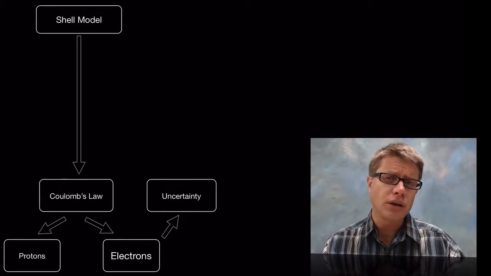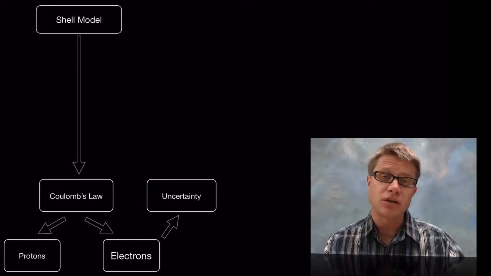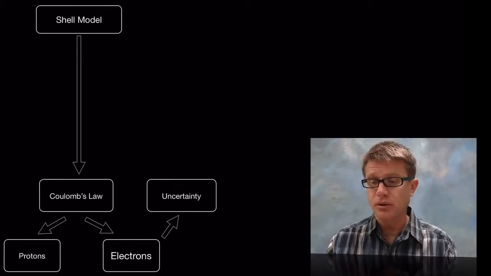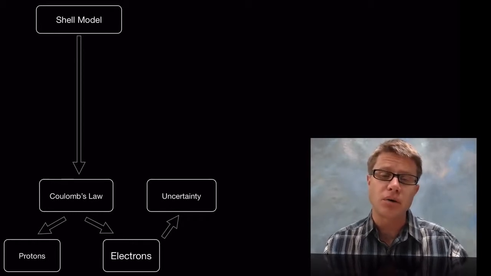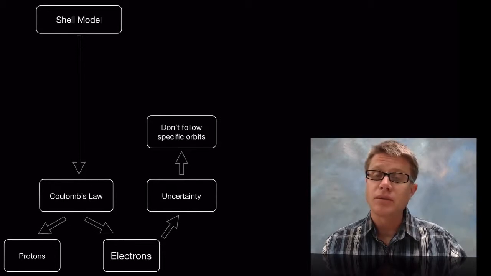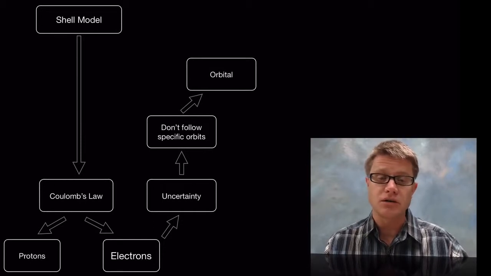When you're looking at an electron, the act of light bouncing off of it and coming back to you changes the momentum of the electron. So you can never know both the location and the momentum of an electron. There's uncertainty there, and so they live in these clouds of probability. Since they don't follow specific orbits, we came up with a new term, an orbital, which is where they're going to spend their time.